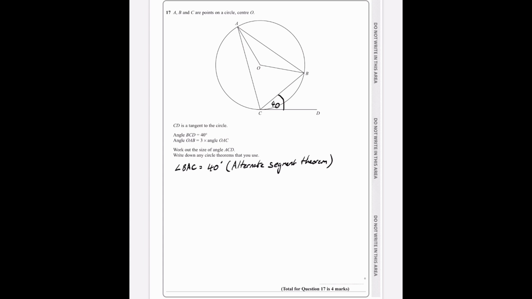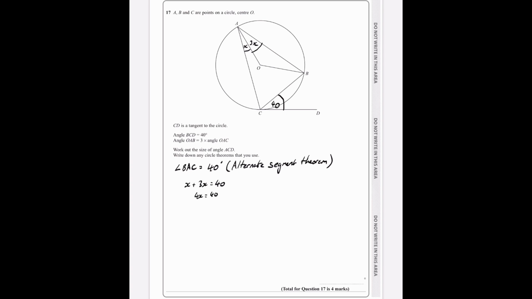We know that BAO is 3 times bigger than OAC, so I could call one of them 3x and the other one x. And if we add those two together, x and 3x, then we'd get 40 degrees.